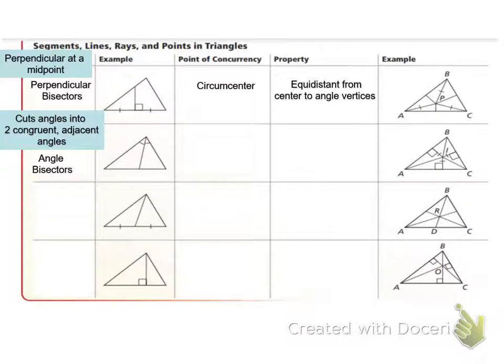The point of concurrency is called an incenter. And it is, Chelsea? Equidistant to the sides. So if you got a highlighter, you can highlight from the center to the side, center to the side, center to the side.